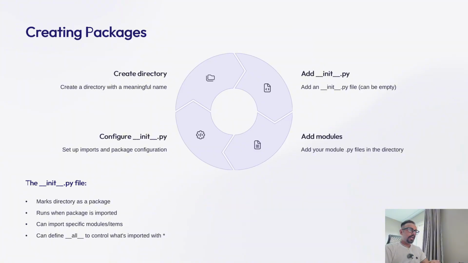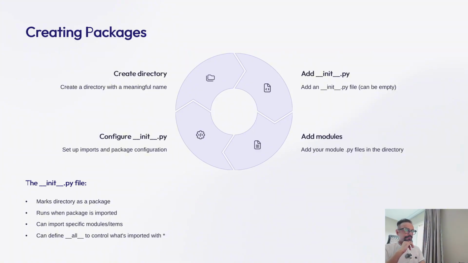So let's go ahead and understand this in a better way: how we create packages. Creating packages is really straightforward. First, we create a directory with a meaningful name for our package. Once we create that directory, inside it we add an init.py file, which can be empty, but it marks the directory as a package.